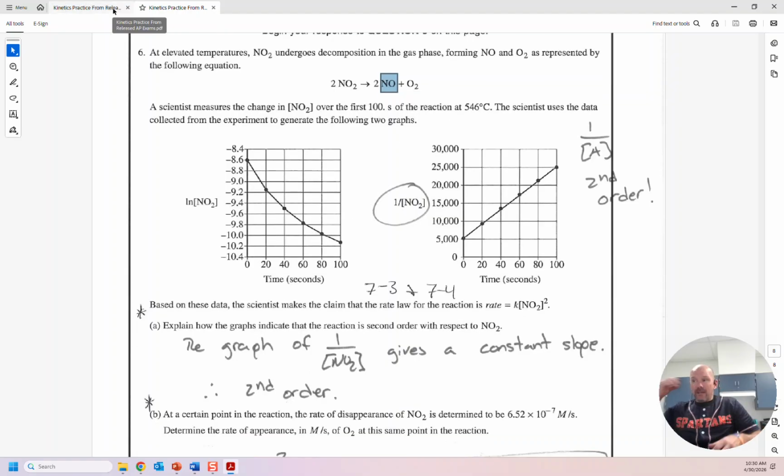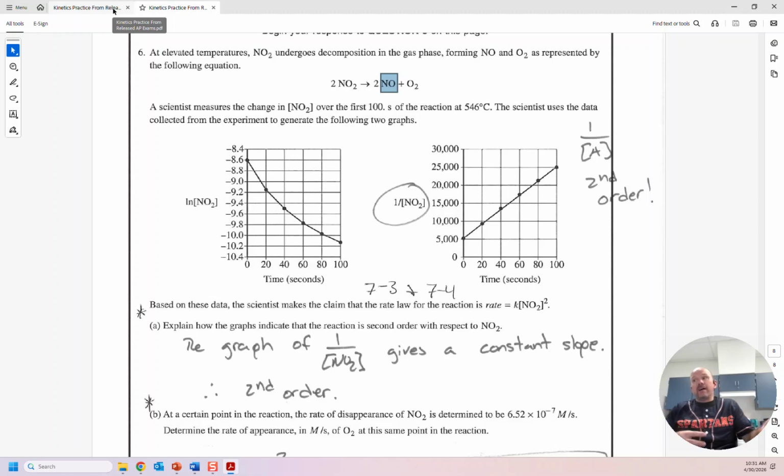So again, notice the kinetics questions, right? If you just remember, if it's 1 over, it's second order. If it's natural log, it's first order. If it's just concentration, it's 0th order. That's probably 80% of the kinetics questions that ask about the integrated rate laws, right? So if you understand that, you're good for pretty much anything they'll throw at you.